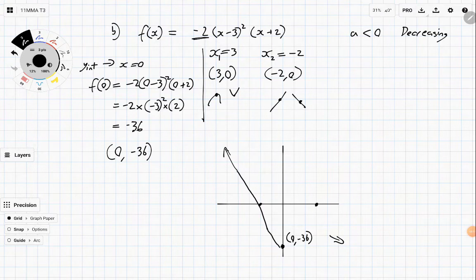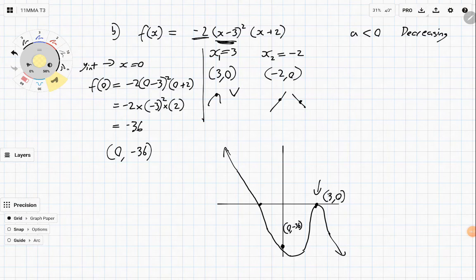So it's going to be a turning point somewhere around here. It's going to come around, do a turning point there, and turn around. And notice this has to be a turning point at 3, 0, because that's what it means for it to be squared. Has to be like this because it is squared. It's got to be a turning point. Alrighty, and this one over here is just negative 2, 0. And there is my quick sketch.